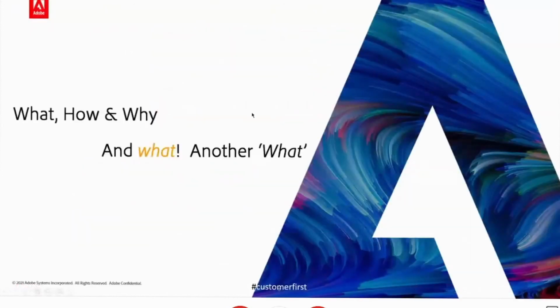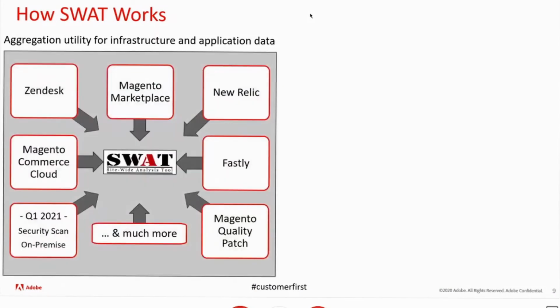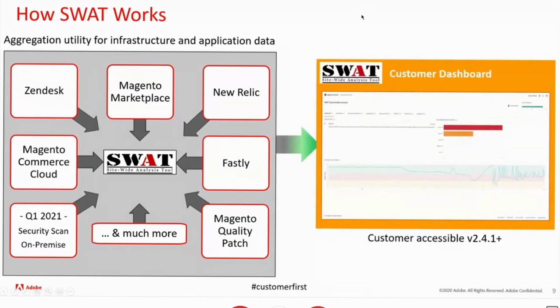So what, how, why, and yep, a second what. And I will show you what this is all about now. So how does it work? It's an aggregation utility. We are pulling data from all over the corporation. Right here, what you see are just samples of the area that we're pulling. We take this data by customer specific and pull it in, run it through our scripting environment, and then on that, we present it onto a dashboard.